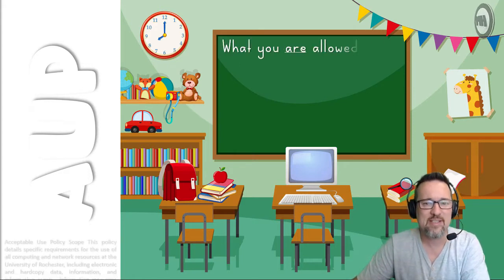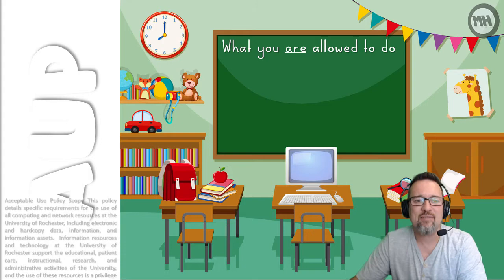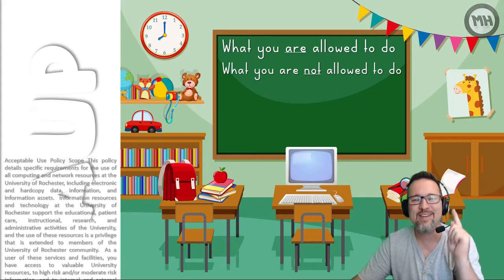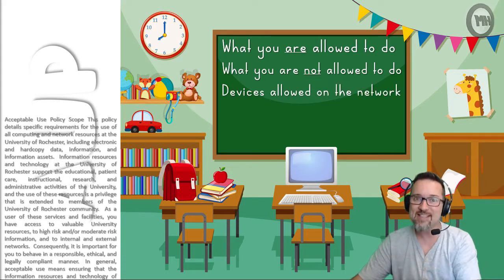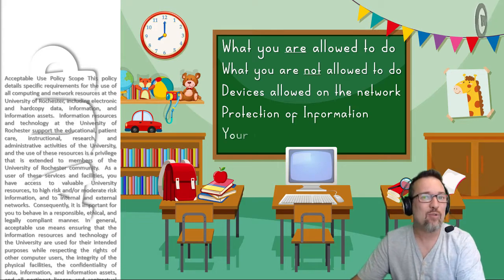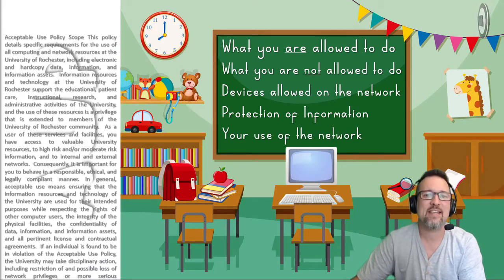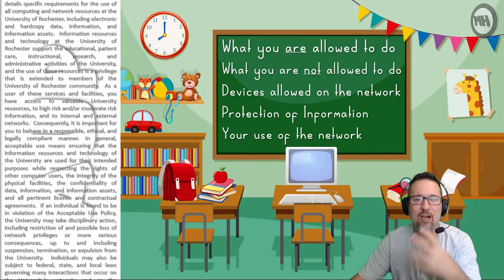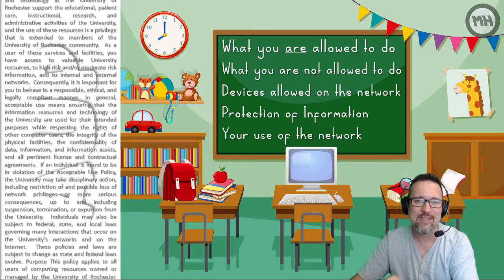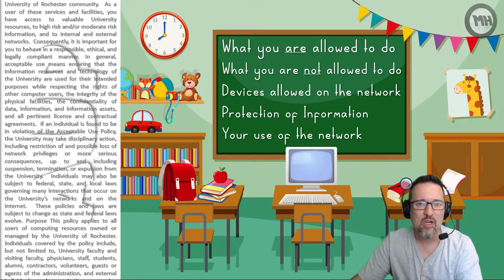So in this policy, what do we have? First, it will have what you are allowed to do and what you are not allowed to do, what devices you can use on the network, how your information is used, accessed, and protected, and how you are allowed to use the network, what you can use it for, what you cannot use it for.